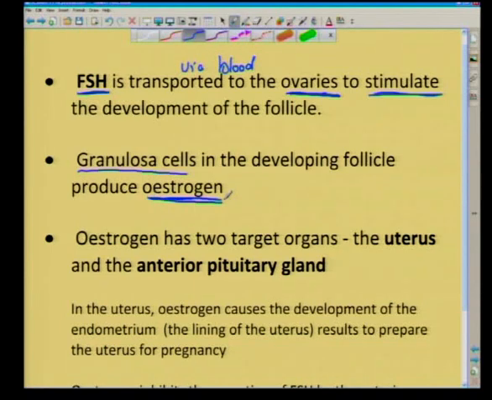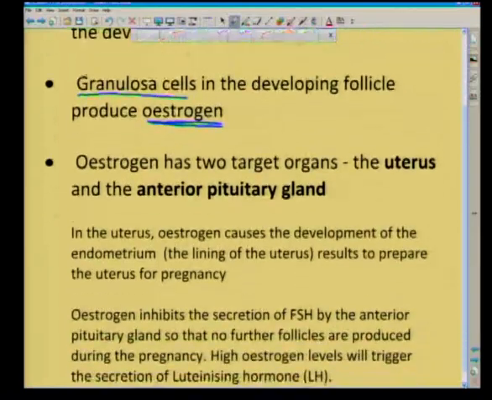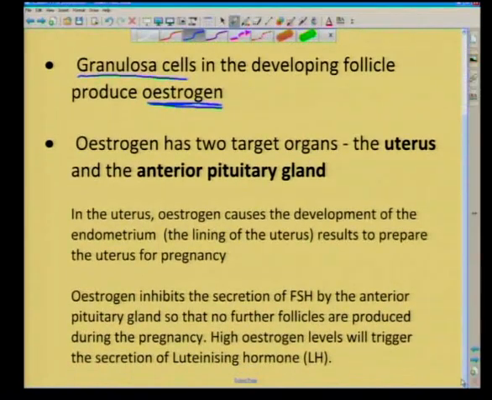Estrogen has 2 target organs. Now this is very important because they will ask you in an exam, what are the functions of estrogen? So please make sure that you know this. I'm going to put NB here. You must know what estrogen does. It has 2 target organs, and they are the uterus and the pituitary gland.